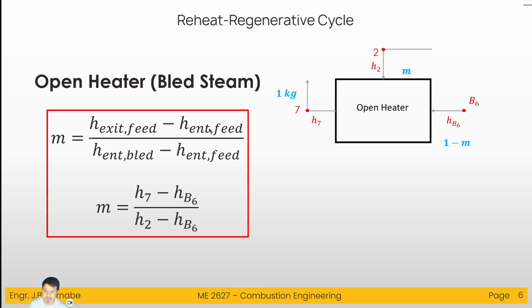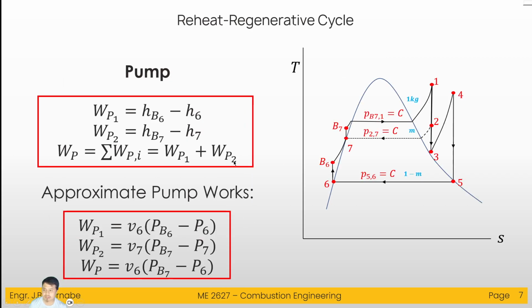Okay, for the open heater, so we have an open heater as well. So this again, the general formula for solving the mass fraction bled by the steam, by the turbine. Okay, so in this case, we have H7 minus HB6 over H2 minus HB6. So if you forget this one, you can just do the energy balance to have the equation for the mass balance, no?